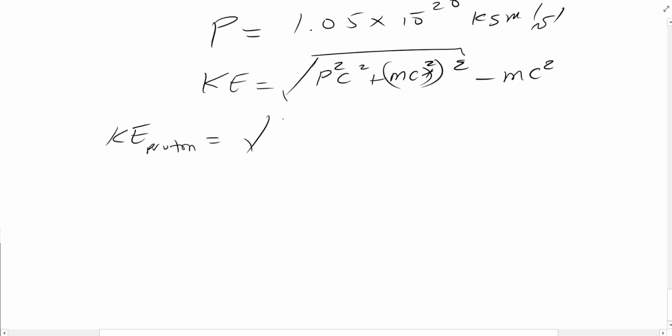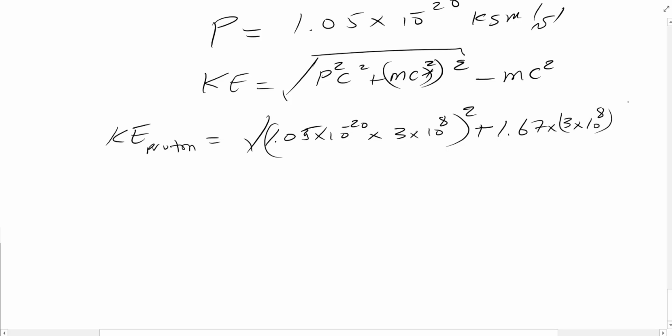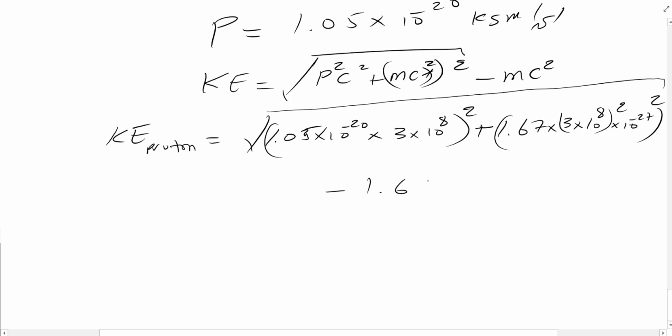So the momentum, we already have it. It's 1.05 times 10 to the negative 20 times the speed of light, and the speed of light is 3 times 10 to the power 8. The whole thing is squared. The mass of the proton is 1.67 times 10 to the negative 27, of course, I forgot to put that in there, times 3 times 10 to the power 8 squared. The whole thing squared under the square root, minus the mass of the proton, 1.67 times 10 to the negative 27, times the speed of light squared, 3 times 10 to the power 8 squared. So this is for the proton.